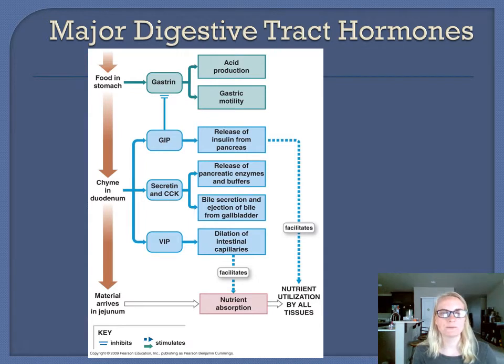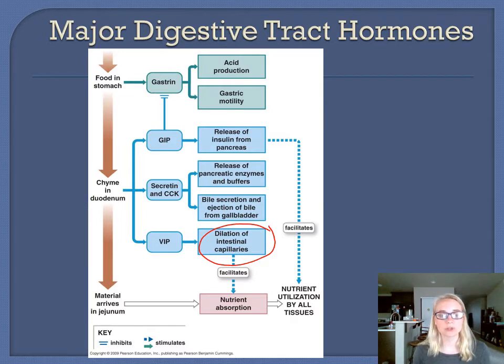And then we have VIP. VIP stands for vasoinhibitory peptide. Sorry, got it mixed up. Vasoactive intestinal peptide. Vasoactive intestinal peptide again is released when chyme comes into the duodenum. What it does is it targets your intestinal capillaries, triggering them to dilate. So they open up, which makes sense because here is chyme coming into the duodenum.